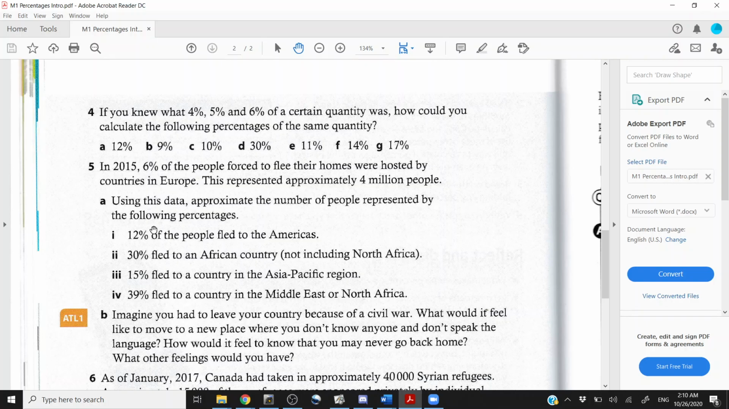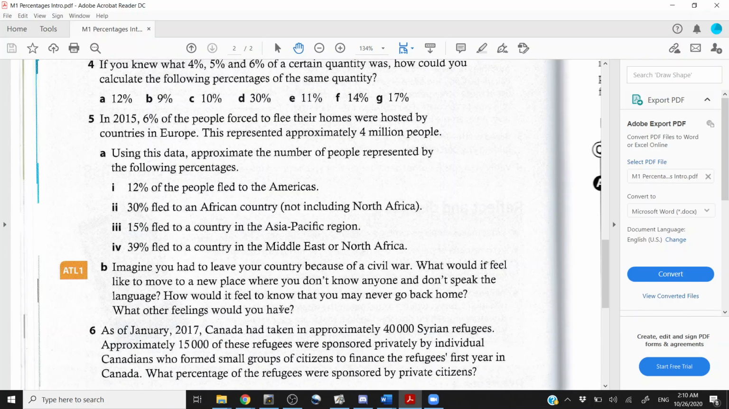Then this is applying that idea in number 5. Number 5 says 6% of the people who are forced to flee their homes were hosted by countries in Europe. This represented approximately 4 million people. So 4 million people is 6%. What if we wanted to find what 12% was? Well, if 6% is 4 million people, 12% is double, so it should be 8 million people. What about 30%? What about 15%? I bet you'll be able to get through these. And again, if you can't, let me know and let's get on to Zoom and figure out what your issues are.